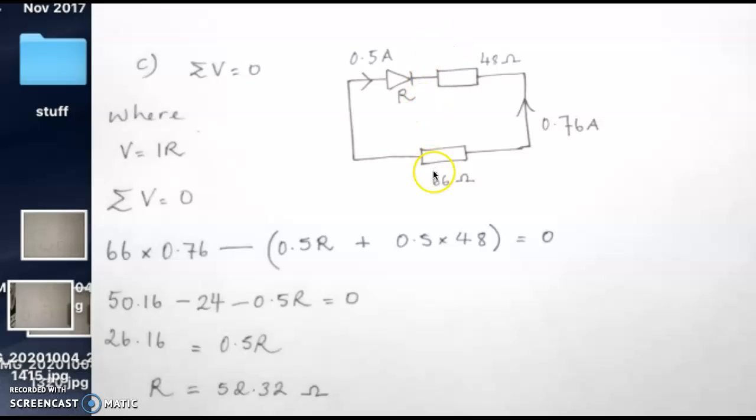So actually it's 66 times 0.76 minus 48 times 0.5 minus 0.5 times R. And you can see that here in the equation. So this is a statement that describes the PD in this loop. The next step is to do the maths, and you should end up with a value of R of 52.32.